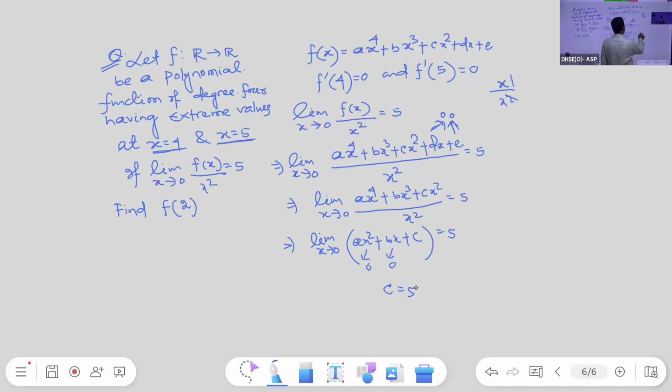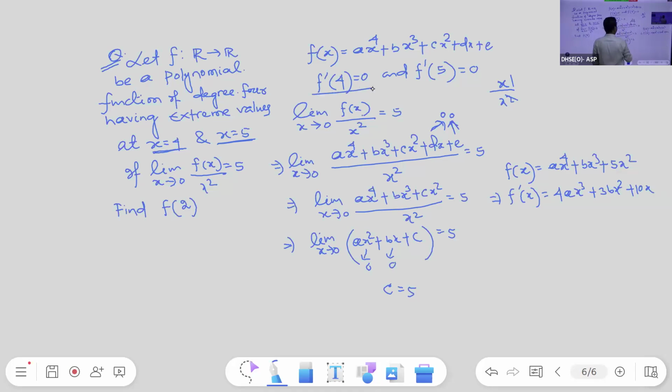So f of x is equal to ax to the power 4 plus bx cube plus, what is c? c is equal to 5, that is 5x square. Then what will be f dash x? f dash x is equal to 4ax cube plus 3bx square plus 10x.